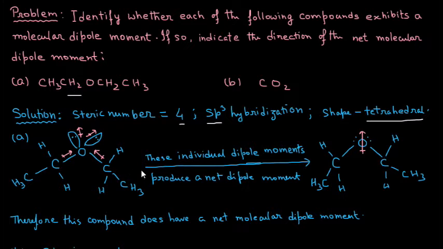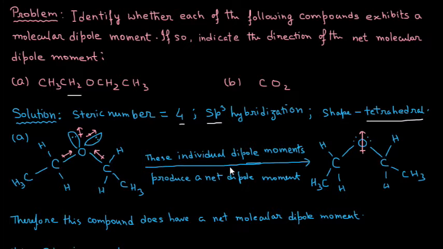Now here the lone pair of electrons is more electronegative, so we have drawn this dipole here, arrow towards the electrons. Again oxygen is more electronegative, therefore we have drawn one dipole from one carbon atom and another dipole from the other carbon atom towards the oxygen atom. So we have 1, 2, 3, 4 individual dipole moments.